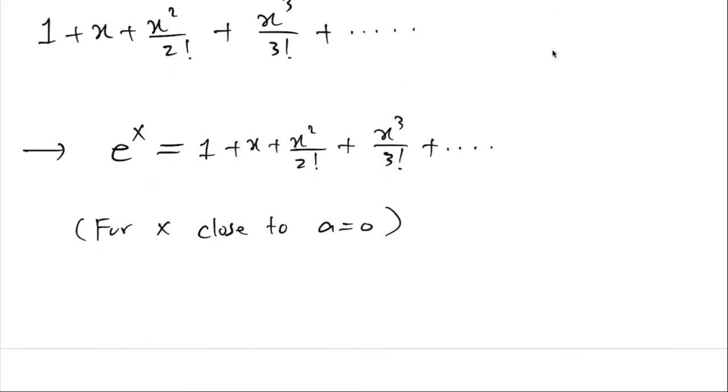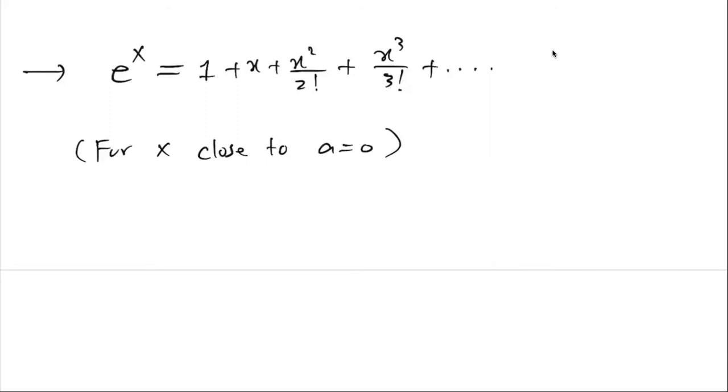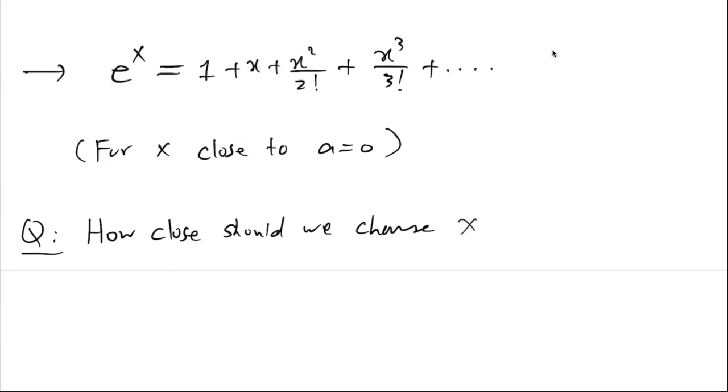Now, the question is, how close should I choose x to a equals 0 so that this equality happens? We know that if x is close enough, these two will be equal, but how close? Like, let's say from -1 to 1, for example, or let's say -1/2 to 1/2. How close should I choose x to 0 so that this equality occurs? The question is, how close should we choose x to 0, to a equals 0? So the answer is we have to choose x within the radius of convergence.